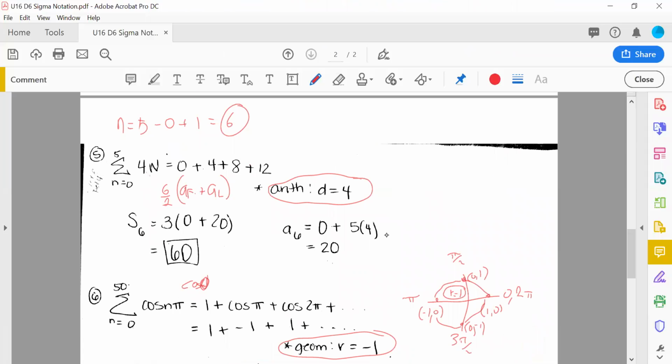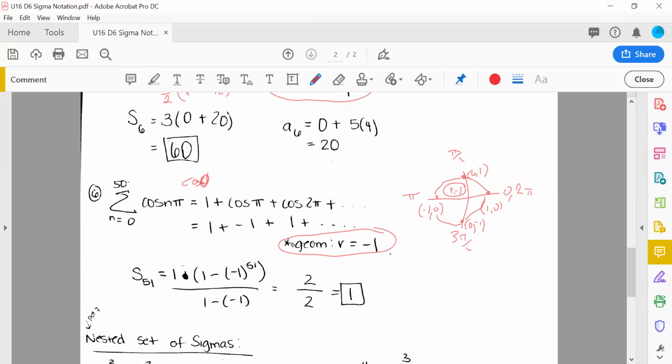Oops, sorry. Okay, so then r is negative 1, because negative 1 divided by 1 is negative 1. 1 divided by negative 1 is negative 1. So it's geometric, r is negative 1, definitely. How many terms are there? 51. 50 minus 0 plus 1. Got 51 terms. Plug it all in.